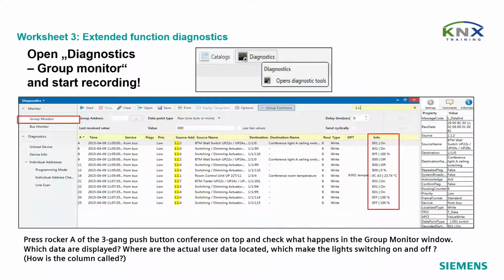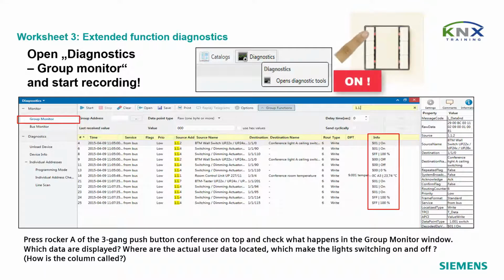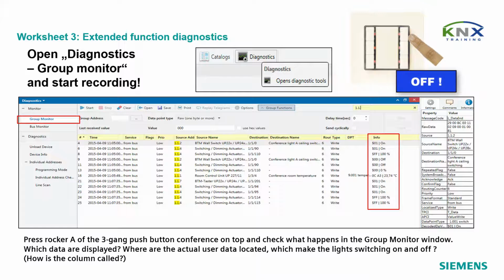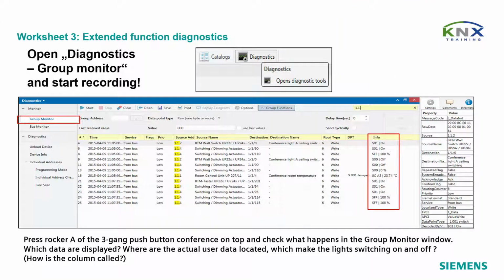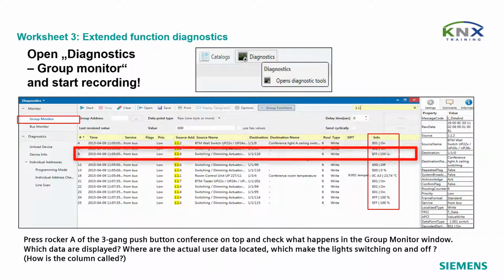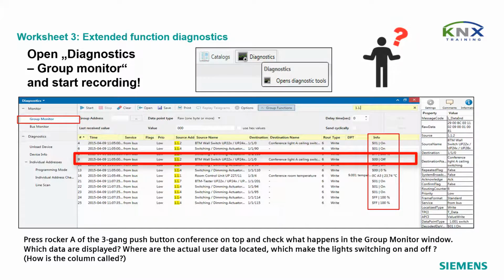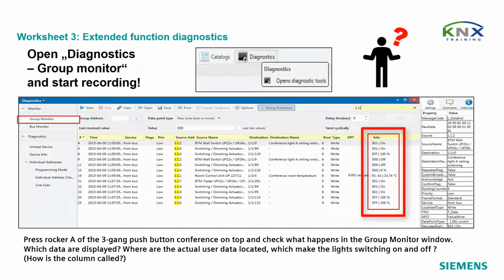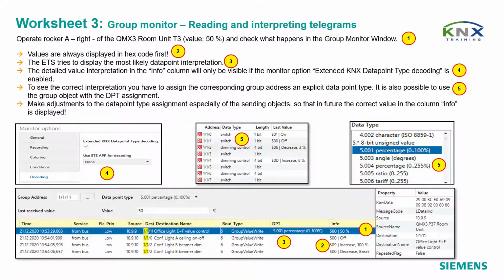So, when the group monitor is started, press rocker A of the 3-gang push button conference on top and check what happens in the group monitor window. Which data are displayed? Where are the actual user data located, which make the lights switching on and off? How is the column called? Group monitor, reading and interpreting telegrams.